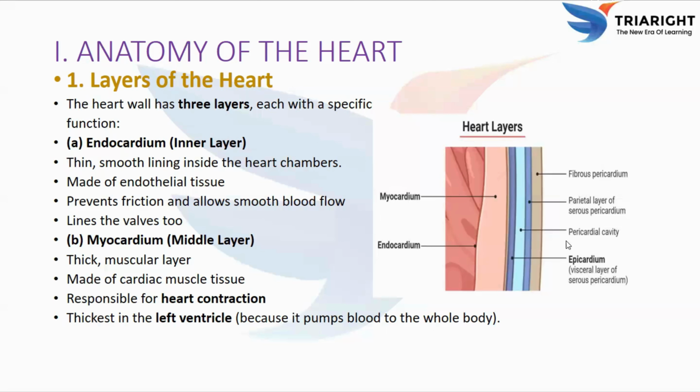So next, coming to the outer layer, the outermost covering layer of the heart is the epicardium. It is just above the myocardium. This is also called the visceral layer of the serous pericardium. It is a thin outer covering of the heart, and it contains blood vessels, nerves, and fat.